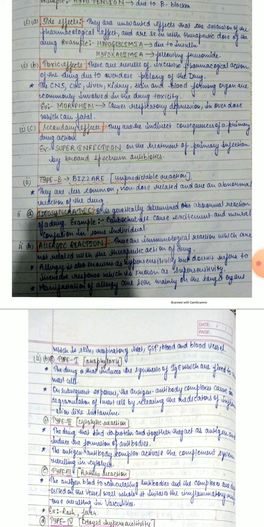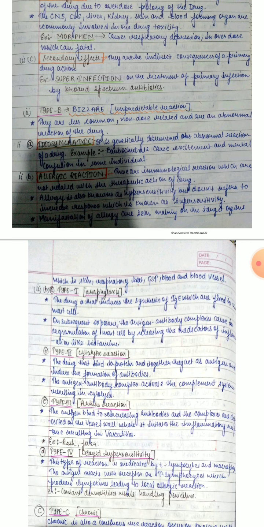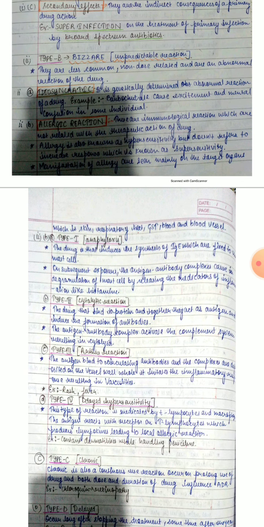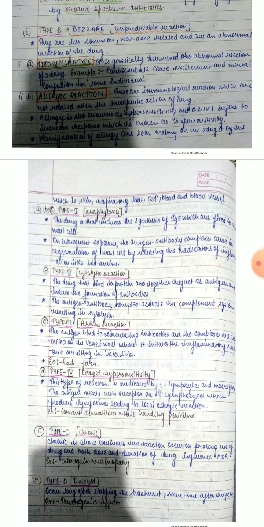Next is the allergic reactions. Allergic reactions are immunological reactions which are not related to the therapeutic action of the drug. Allergy is also known as hypersensitivity, but it does not refer to an increased response, which is known as supersensitivity. Manifestations of allergy are seen mainly on the target organs: skin, respiratory tract, GIT, blood and blood vessels.